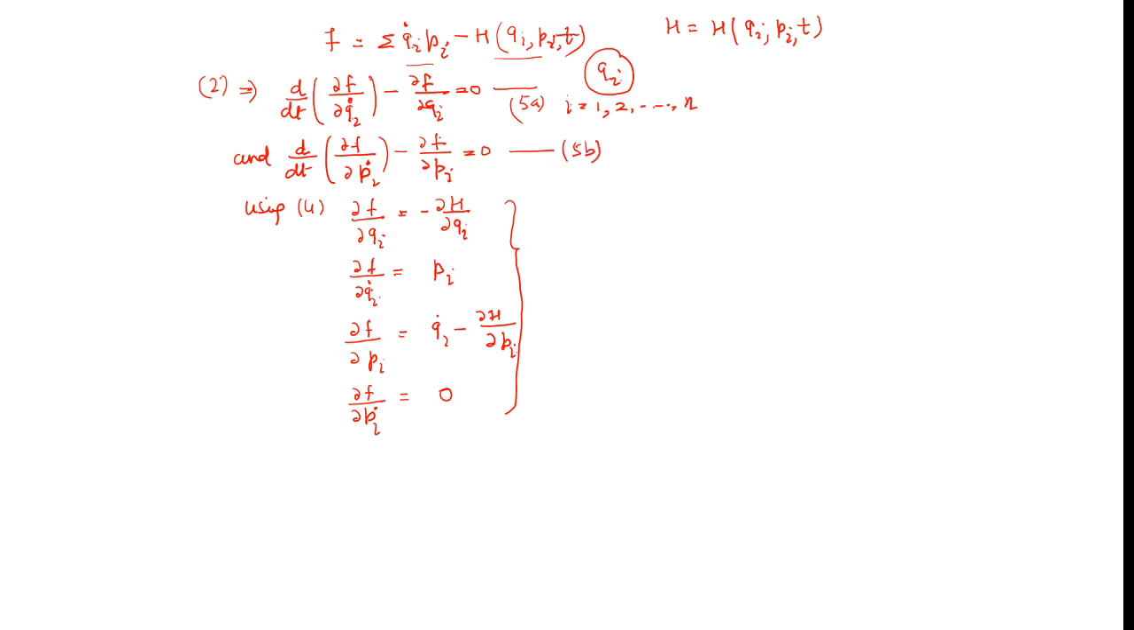5b. So 5a implies, you need ∂F/∂qi dot. So it is pi minus ∂F/∂qi plus ∂H/∂qi. We are using 6 equal to 0, or ∂H/∂qi is minus pi dot.